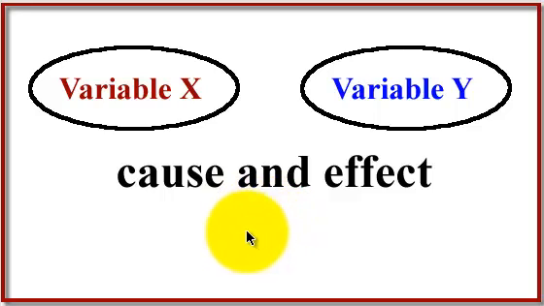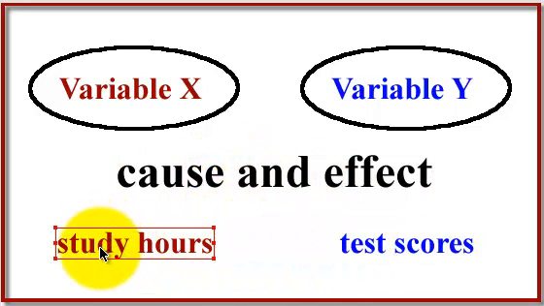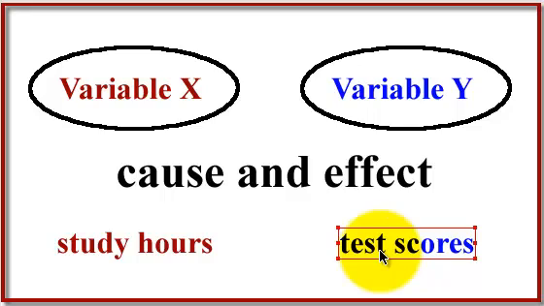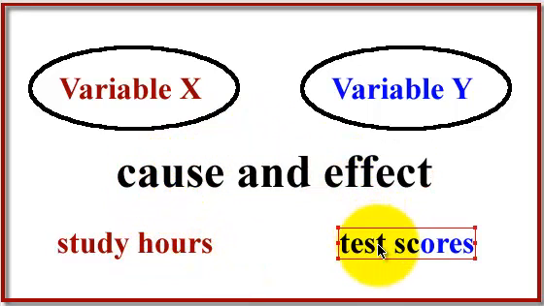Cause and effect, in other words: if one variable changes, does this affect the other variable? Here's a good example. Do study hours affect test scores? Are they related? You would think that the more a person studies, the higher he would score on his test. But as we all know, that's not always true. So study hours is the cause, and test scores are being affected.